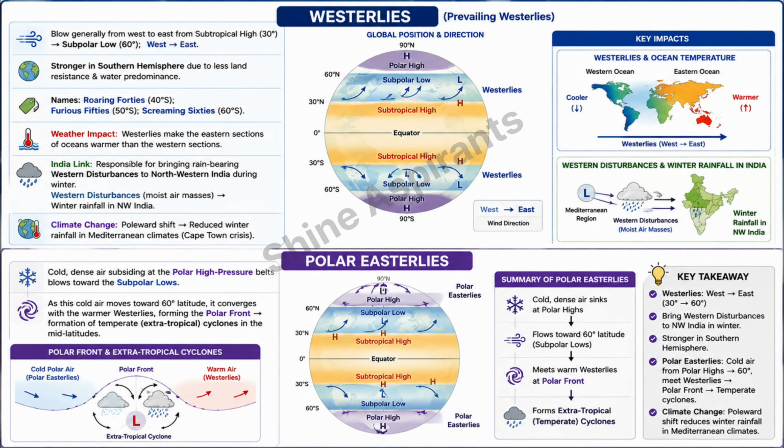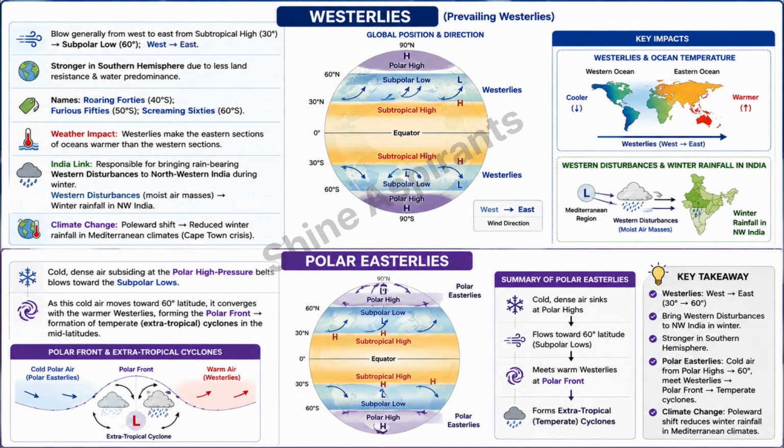2. Westerlies blow generally from west to east from the subtropical high at 30 degrees toward the subpolar low at 60 degrees. Stronger in the southern hemisphere due to less land resistance and water predominance. Names: roaring 40s at 40 degrees S, furious 50s at 50 degrees S, screaming 60s at 60 degrees S. Weather impact: westerlies make the eastern sections of oceans warmer than western sections. India link: responsible for bringing rain-bearing western disturbances to northwestern India during winter. Western disturbances, moist air masses, bring winter rainfall in NW India, crucial for Rabi crops. Climate change: poleward shift reduced winter rainfall in Mediterranean climates, the Cape Town crisis.